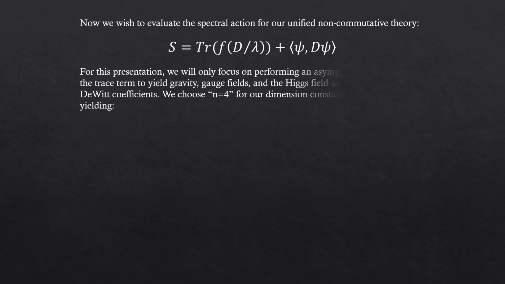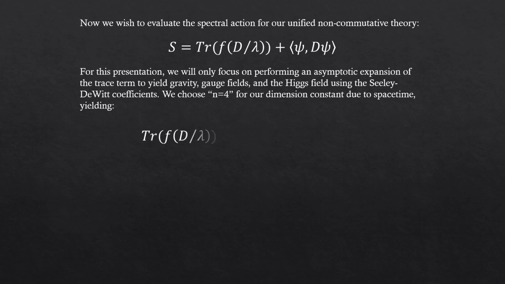So now we wish to evaluate the spectral action for our unified non-commutative theory. We're going to go ahead and give this to you here. There's a lot more to this involving derivations and such that we simply do not have time to show in this video. For this presentation, we will only focus on performing an asymptotic expansion of the trace term to yield gravity, gauge field, and the Higgs field using the Seeley-DeWitt coefficients. These come from a heat kernel expansion, which are critical in modern theoretical physics. So we choose n equals 4 for our dimension constant since we're working over space-time. This yields the following.